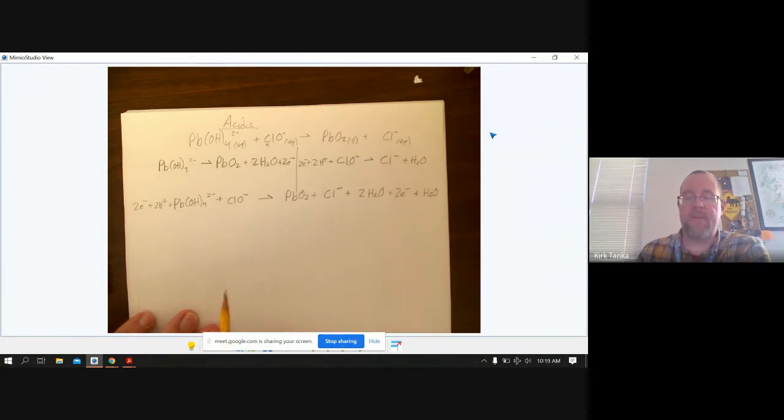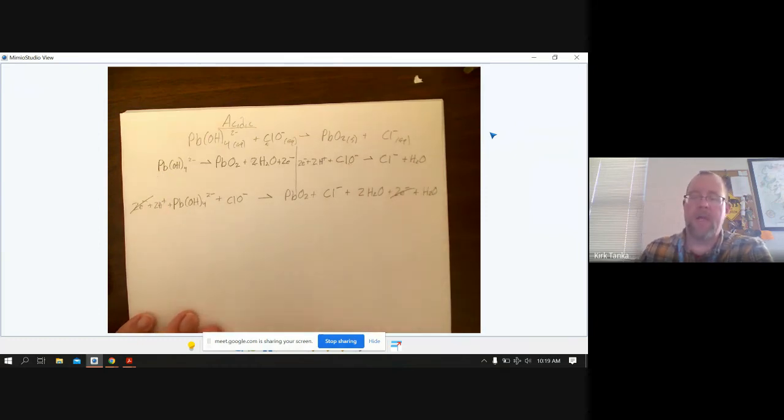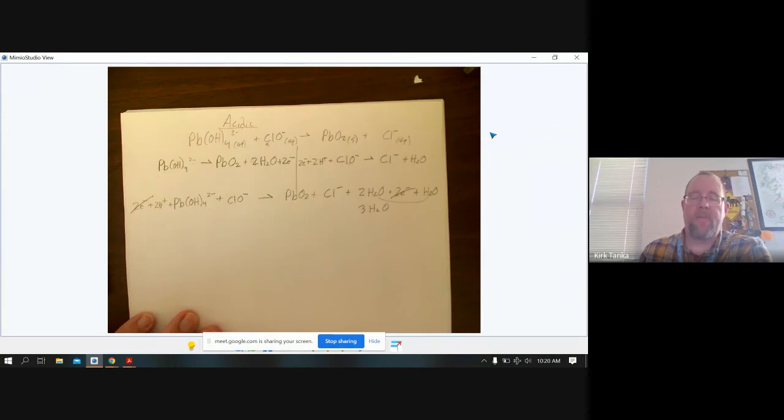Now this one's kind of unique because I have the waters on both sides. So I can look at this and I can cancel out my electrons. Boom, boom, those are done. I need to combine these. So I need that to be 3 H2Os. And then the hydrogen ions, I can't cancel out the hydrogen ions or the water.